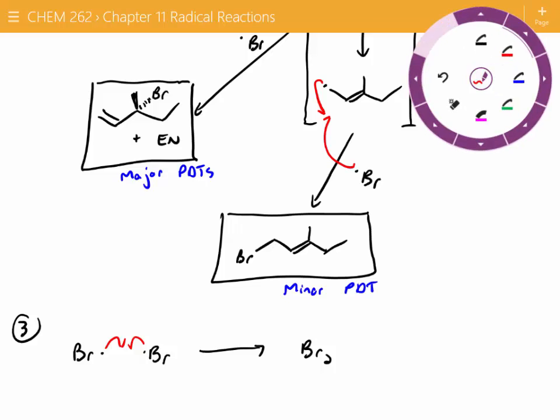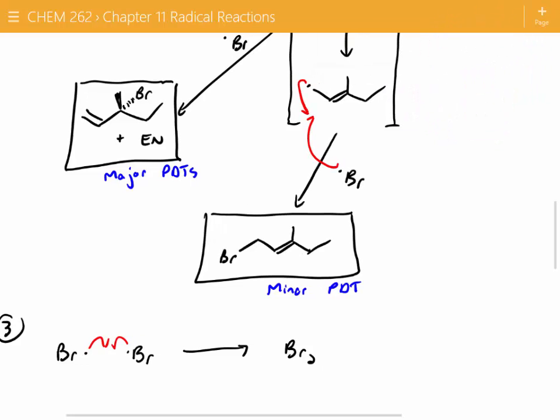I thought it was fast. Wouldn't that make Br2? Yeah, oftentimes these reactions can be a little difficult to control, but in this case, you're not probably going to generate much.